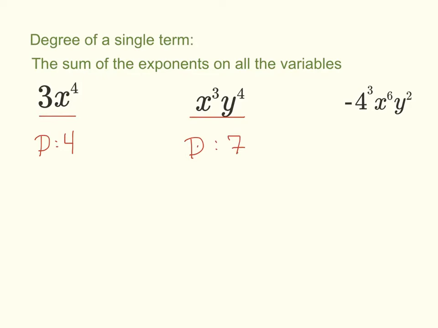Our last example is trying to trick you. Don't be fooled. Remember, in terms of degree, the only thing we're counting are the exponents of the variables, not the constant. So we can really take that out. We're not going to think about the negative 4 to the third power. That's a red herring. We're going to look at just the x to the sixth and the y to the second. So it's just 6 plus 2, or 8. So the degree of this last example is 8.